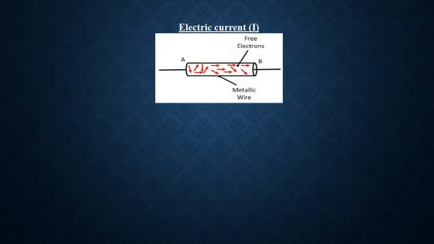Next is electric current. Have a look at the picture. Here in this image you can see the free electrons, which are simply called the charges. They are moving in a conductor AB in a particular direction. That is, they are moving from A to B. This is what is called electric current. So how can I define it?